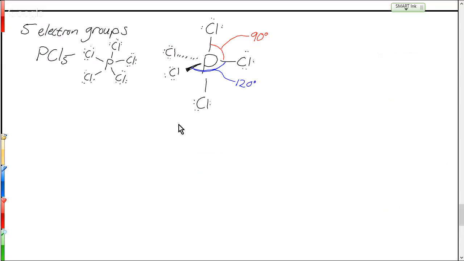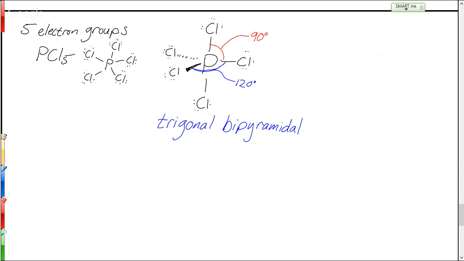All right, so the name for that is Trigonal Bipyramidal. So you can think of it as like two triangle pyramids stacked on top of each other, one up and one down. That's where that name comes from, Trigonal Bipyramidal. And so we have these axial and equatorial substituents.